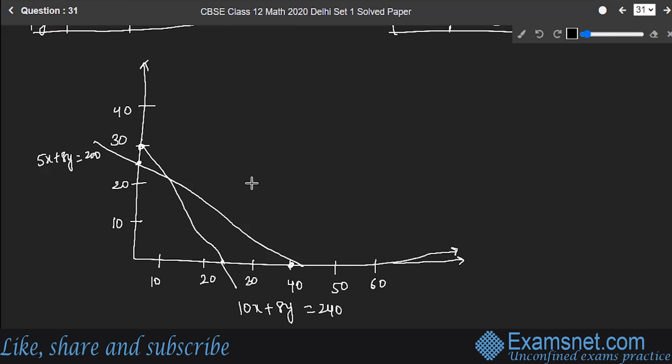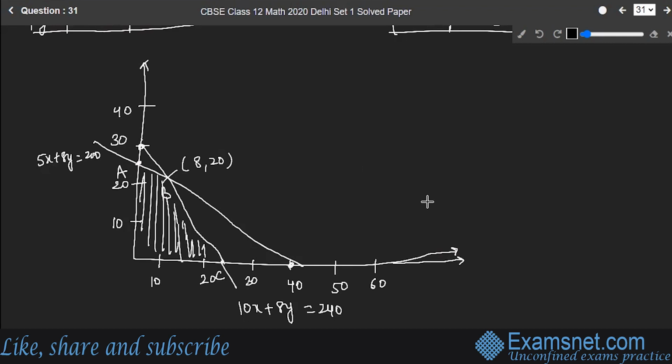Okay. Now, this is the point of intersection of the two lines. When you find the point of intersection, it is equal to 8, 20. When you actually plot it on the graph, this point will come out to be 8, 20. Hope you understood that, right? So now let's name the points. Let's say this is point A, point B, and this is point C. This is the required shaded region.